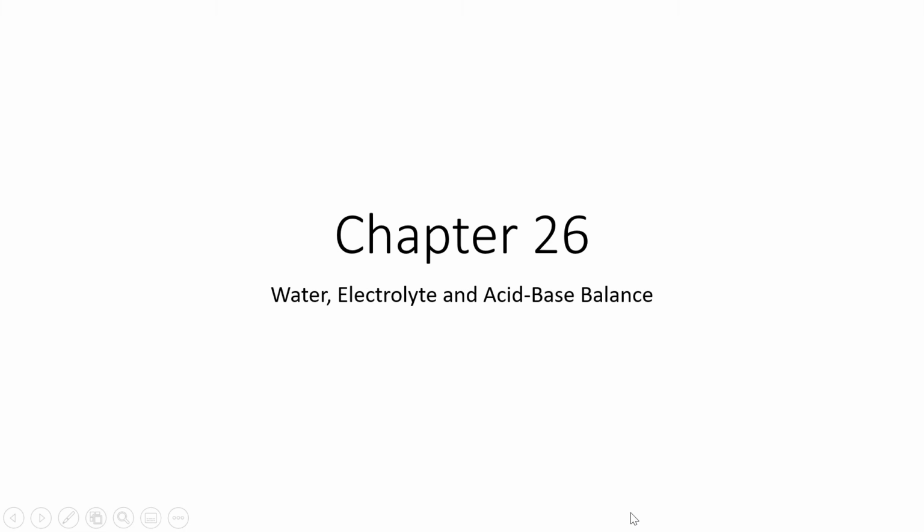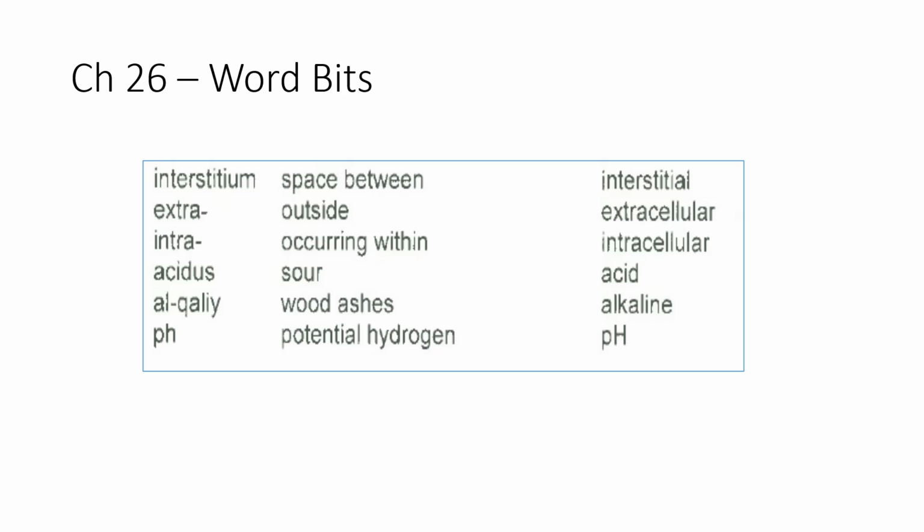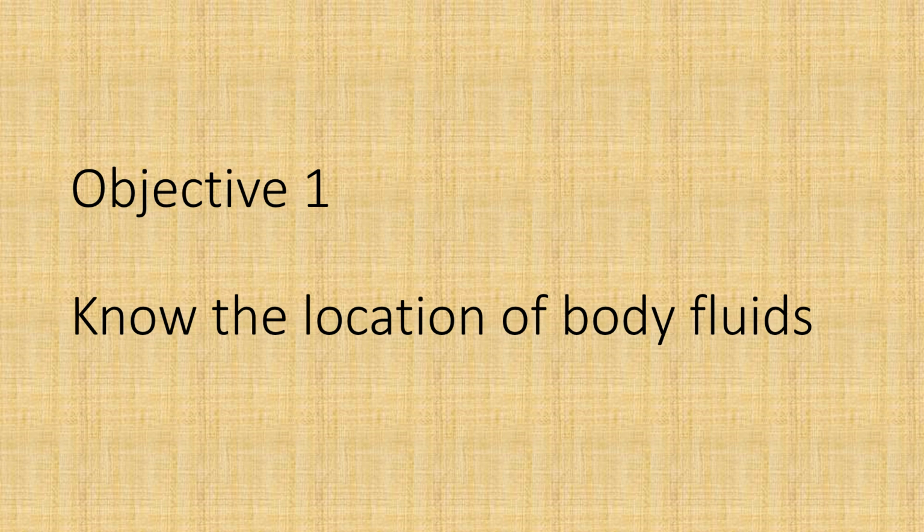Okay, this is chapter 26, water, electrolyte, and acid-base balance. This is right after the urinary chapter. These are the objectives. The one we're going to talk about today is objective 1, the location of body fluids. There's also word bits that go with this chapter. This is on the Moodle page. I'm just going over this because this is objective 1.